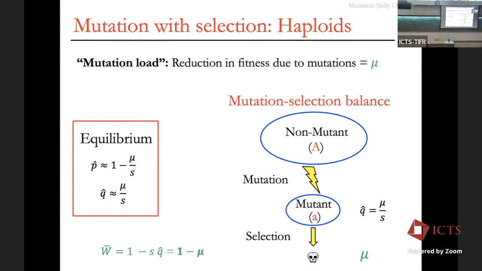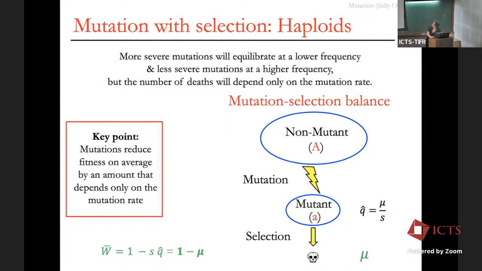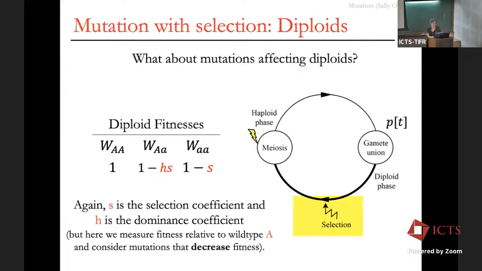And that's at one locus. So the key point: mutations reduce fitness on average by an amount that depends only on the mutation rate, no matter how strong selection is. And this is the reasoning we've just talked about.